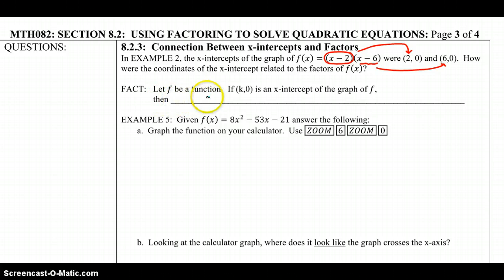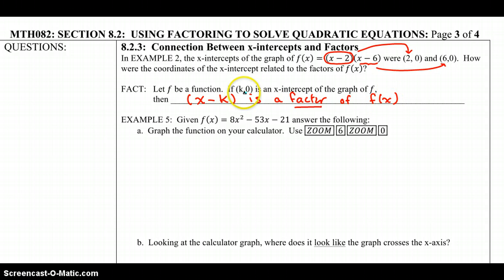So if we let f be a function, and if (k, 0) is an x-intercept of the graph of f, like here's (2, 0), 2 needs to be something that when it's plugged in, it zeroes out the quantity. Okay, so what zeroes this out would be x minus 2. So that factor, x minus k, is a factor of f of x.